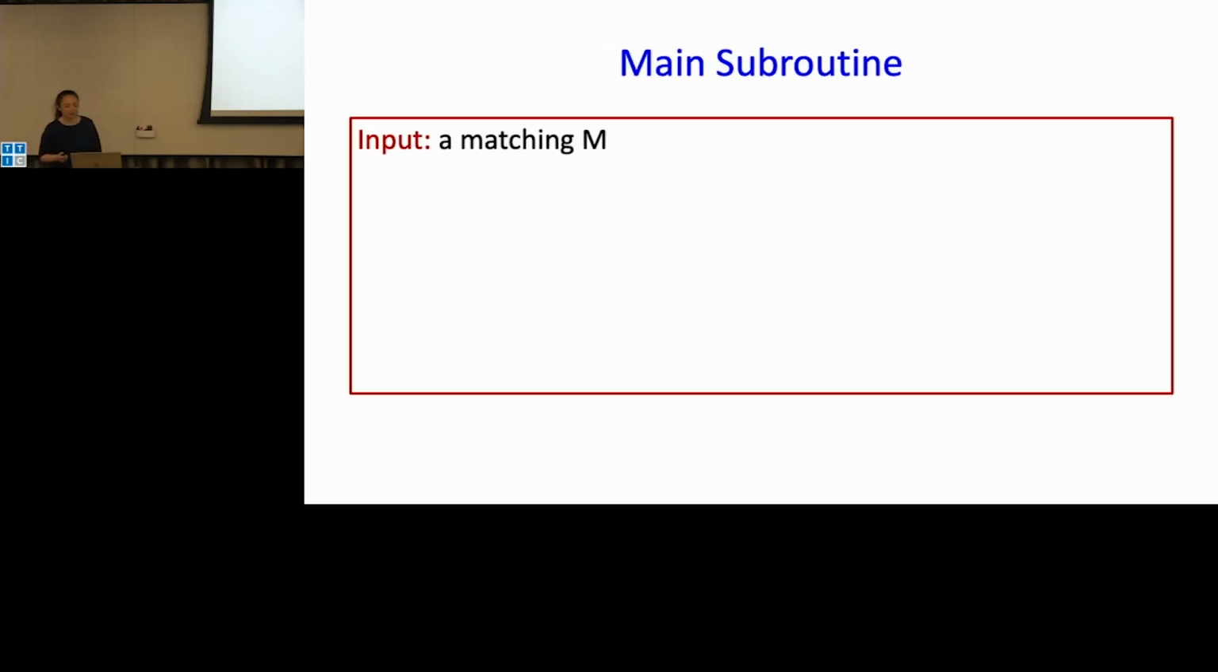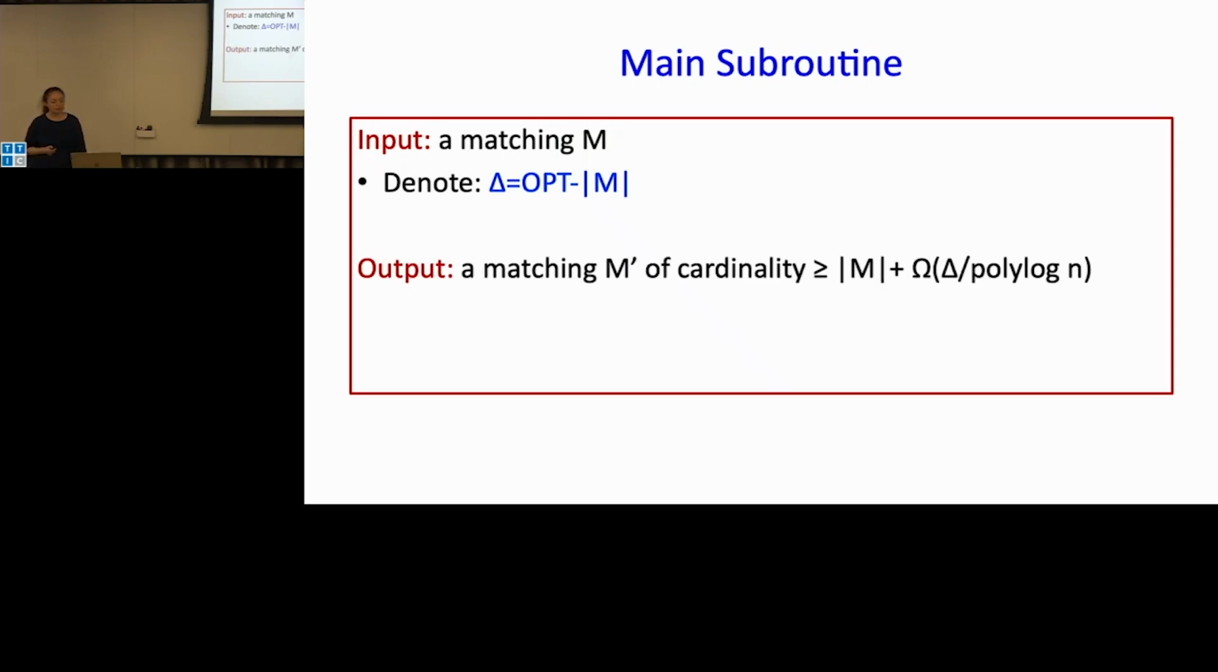So to make this work, there is this main subroutine. So what does the subroutine do? It is given the current matching, and it wants to get a bigger matching. Throughout, I'm going to denote by delta the difference between the optimal matching and the current matching. So what we want to do is get a matching that is much bigger. So the cardinality is the original one plus delta over polylog n. If we got delta here, we would get all the way to optimal. We don't ask that much, we stop a little bit before. And the running time is going to be this.